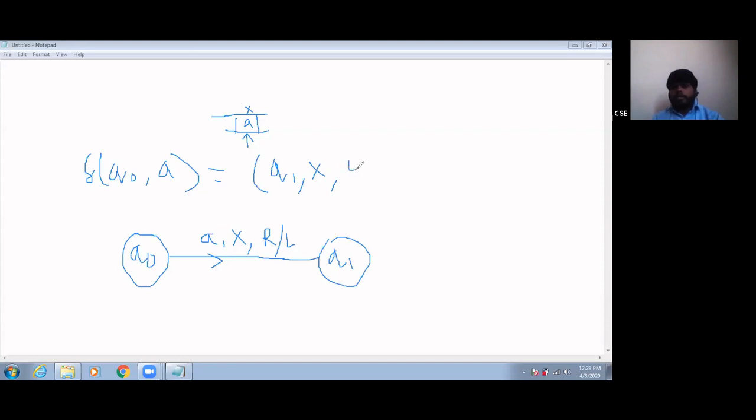So here either you can move the left hand side or right hand side. This is the instantaneous description, or we can say transition. Remember carefully, Q naught is a state, A is the input processing symbol, and Q1 is the next state, and X is a tape alphabet. A is stored initially in the string, but in my tape alphabet I have replaced it with X. So this is called a tape alphabet.